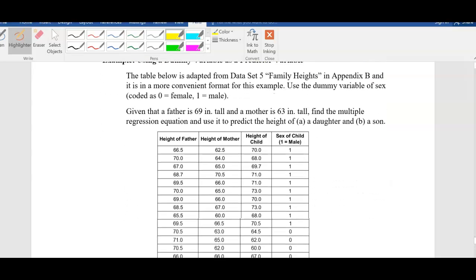Okay, the table below, we have family heights. It's from data set 5. So we're going to use 0 for female and 1 for male. Those are our dummy variables. Okay, it's given that a father is 69 inches tall and a mom is 63 inches tall. We want to find our regression equation to predict the height of a daughter and a son.